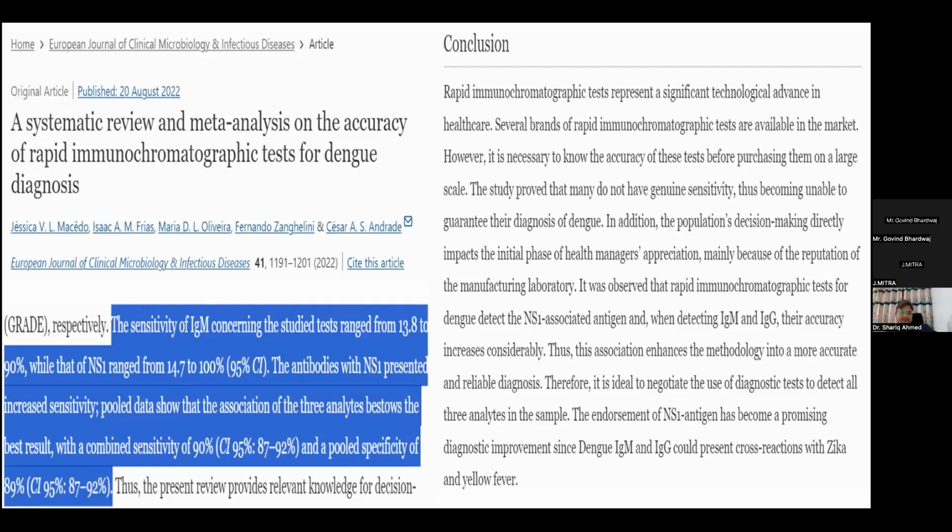they concluded that the sensitivity of IgM across studies had a wide range, 13.8 to 90%, while NS1 ranged from 14.7 to 100%. Antibodies with NS1 presented better, so a combination of NS1 and IgM antibodies got a better sensitivity and specificity of 90 and 89%.